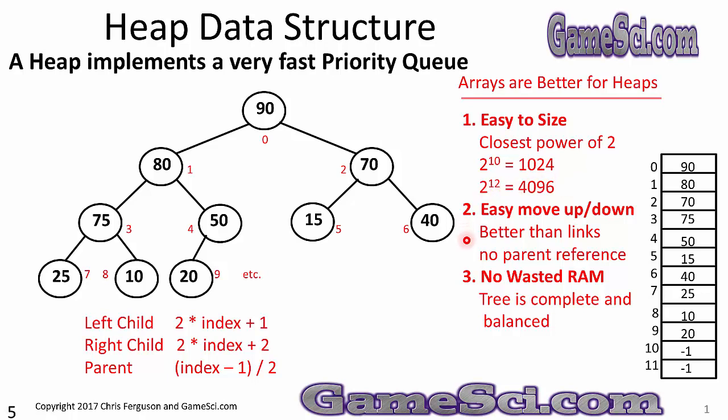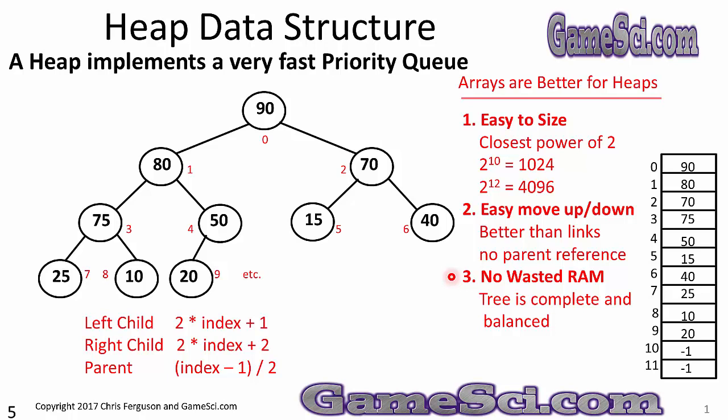Number 2, it's easy to move up and down. Better than links, no parent references are needed to track. When you map a binary tree to a one-dimensional array, it's easy to move down the array, and it's easy to move up the array. No references, no parent links are needed.